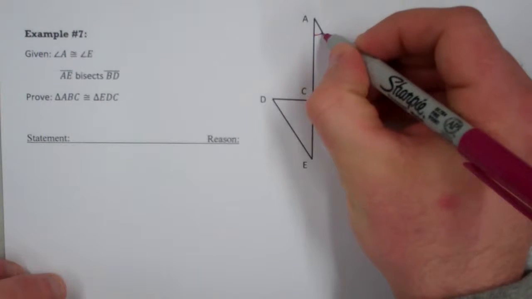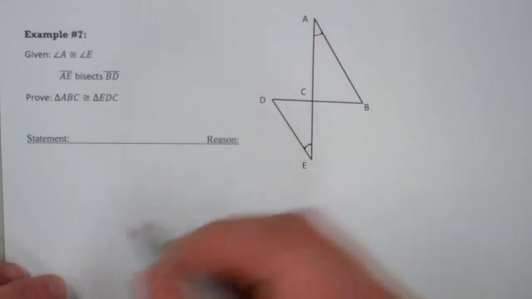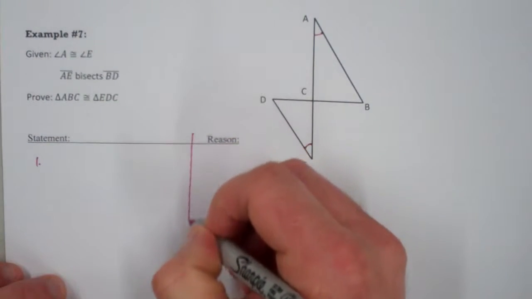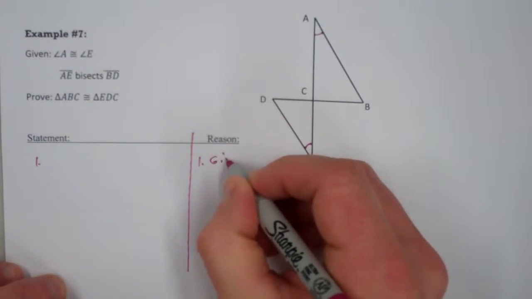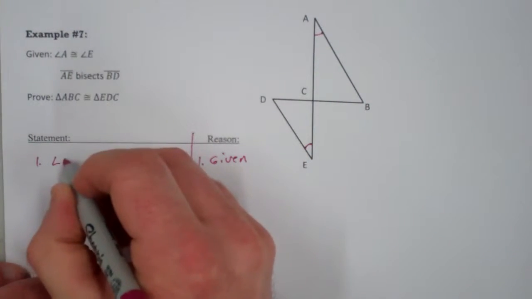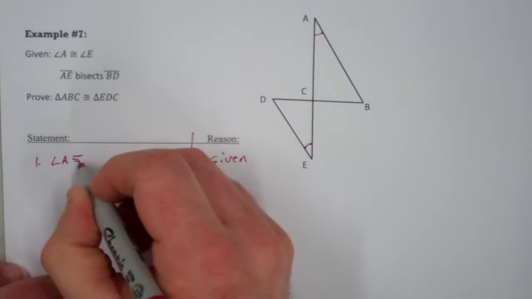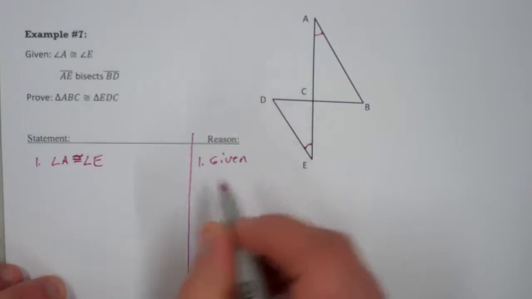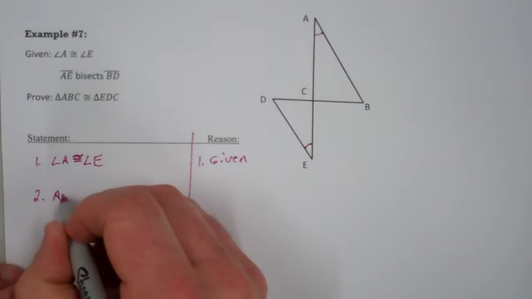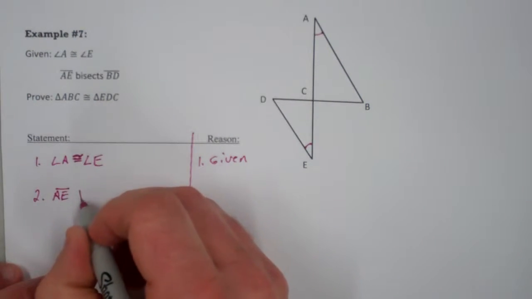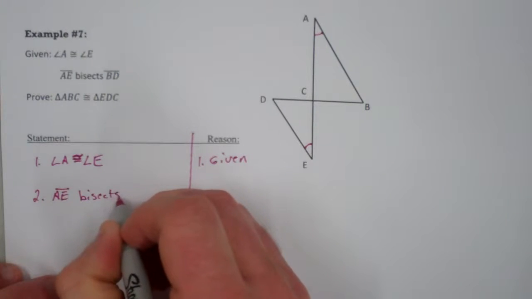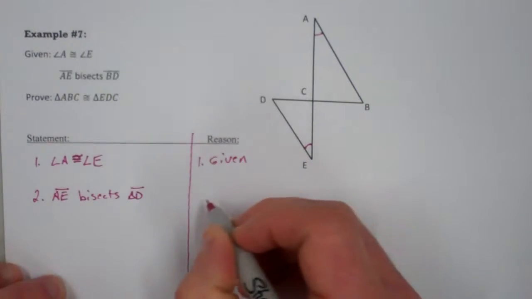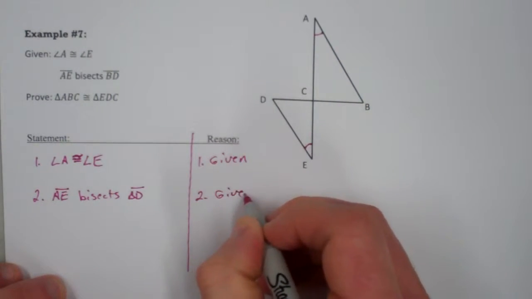Well, A here is congruent to E, and we want to write that down, by the way. And that's going to be given to us here in the start of the problem. So we've got angle A is congruent to angle E, given. And AE, that line segment, bisects BD, and that is given to us.